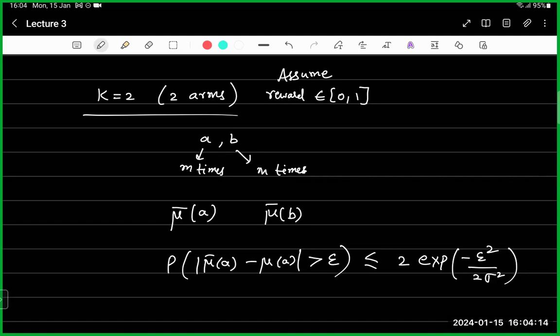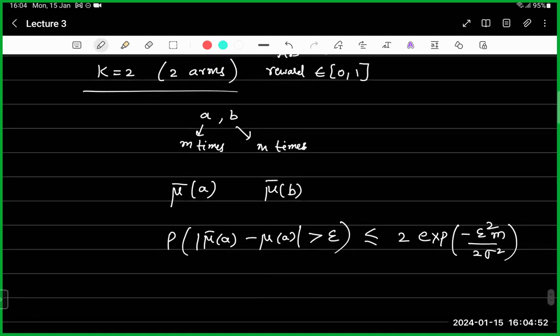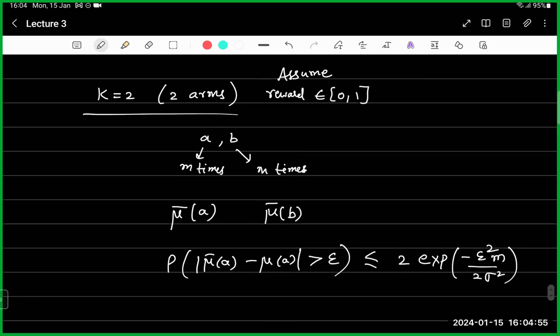So based on what we have seen here, where will m come in? Because the variance of mu bar of A will be sigma square by m, because we have got m samples, right? That we derived in the last class, correct? And what do we know about any random variable? Is it a subgaussian random variable? Any random variable with bounded support is a subgaussian random variable, right?